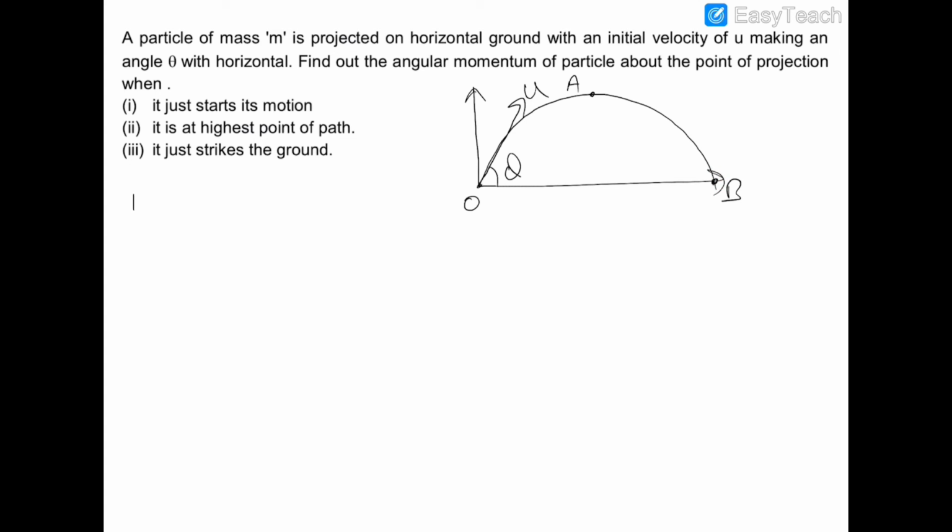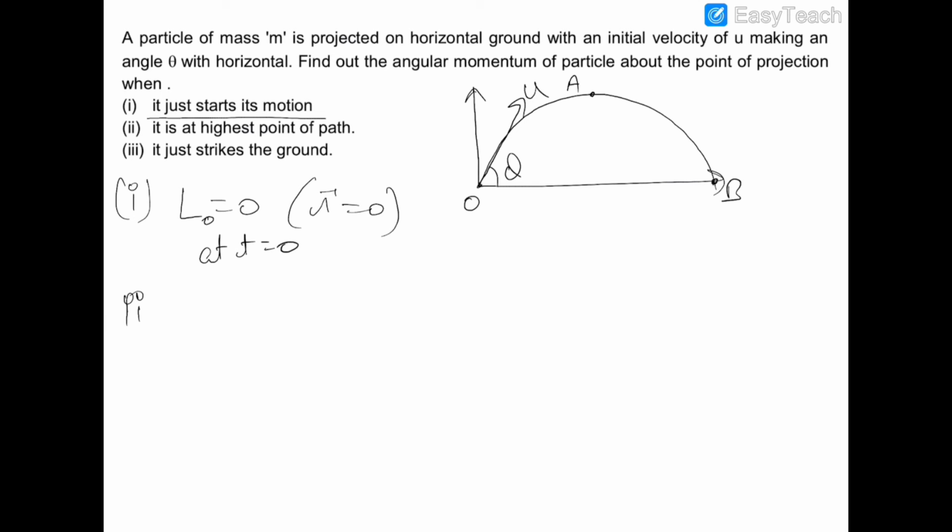So first of all, let us find out when it is at the starting point. Obviously, when the particle is at the starting point, and we have to calculate the angular momentum of that particle about the same point at which that particle is situated, the angular momentum would be 0 because the r vector would be 0. So in the first case, in which we have to find out the angular momentum about point O, it would be 0 initially at t equal to 0.